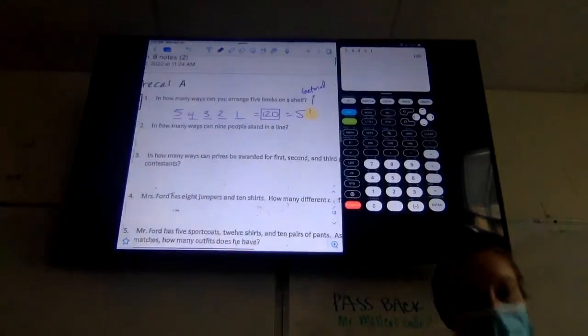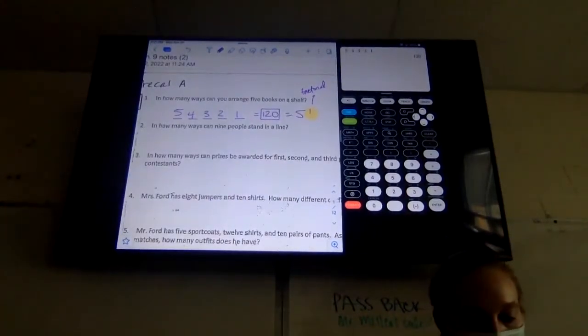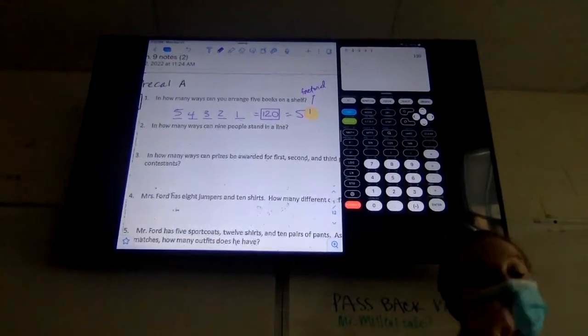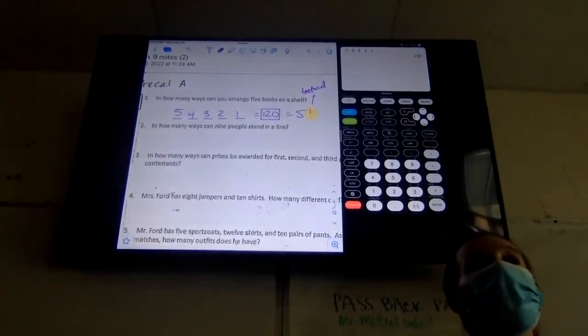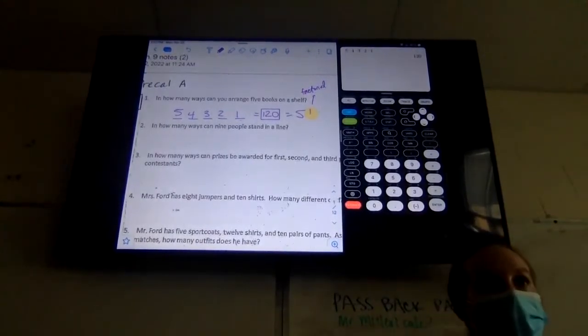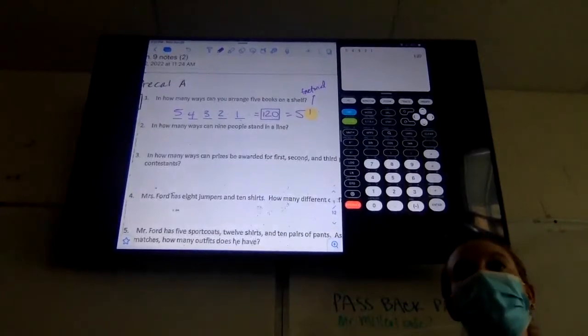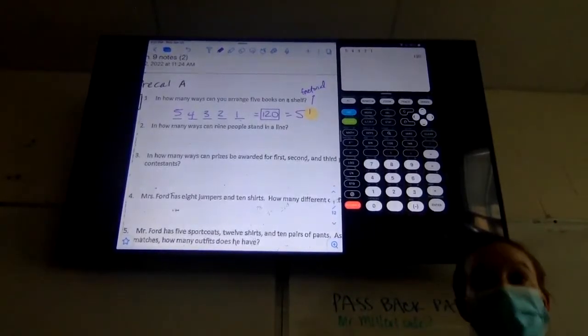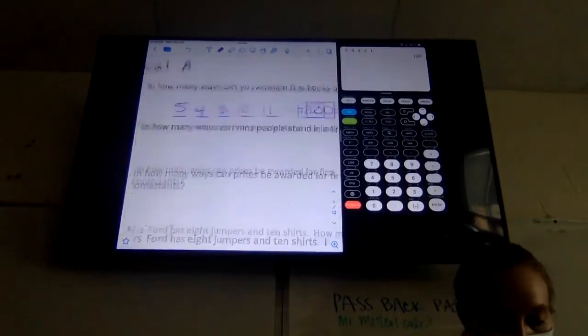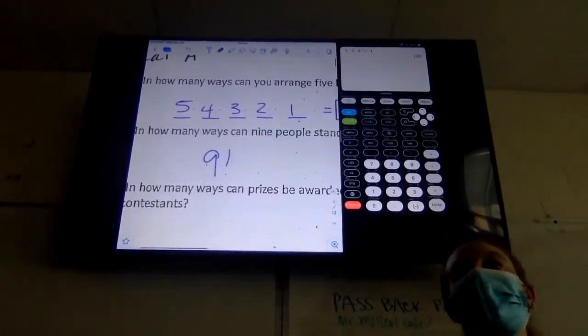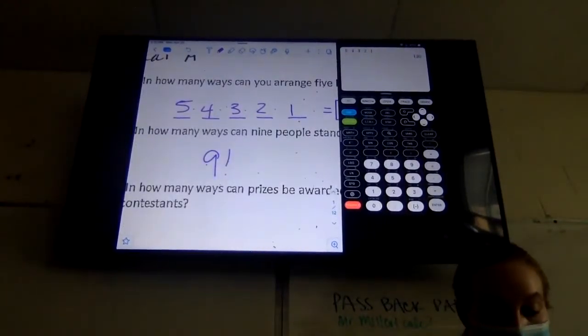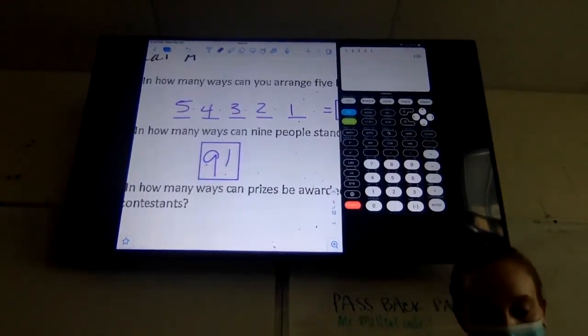Okay. Number 2 says, in how many ways can 9 people stand in line? We could do our little dashes out again, but based on the problem we just did, how could we arrange 9 people in a line? 9 factorial. 9 times 8 times 7 times 6 times 5 times 4 times 3 times 2 times 1. 9 factorial. And the more of this we do, the better I think that this is an answer. 9 factorial is a much better answer, but let's actually practice plugging these in.